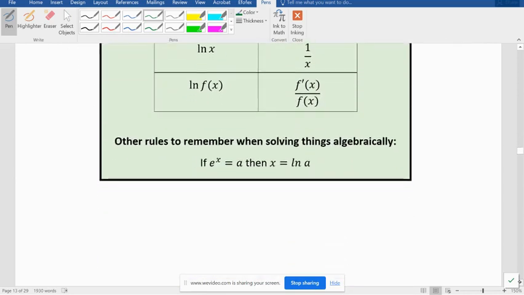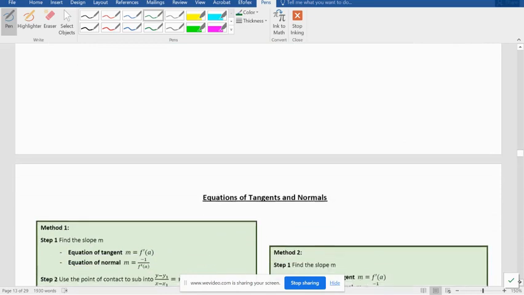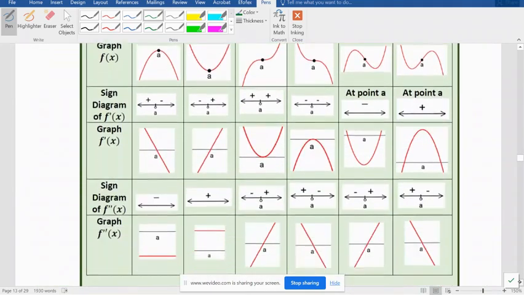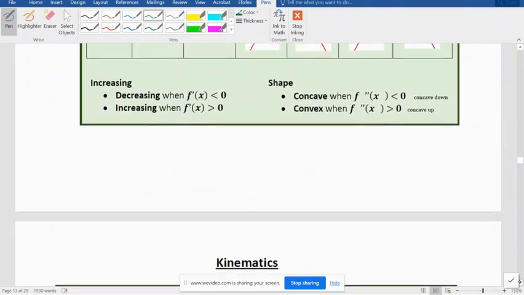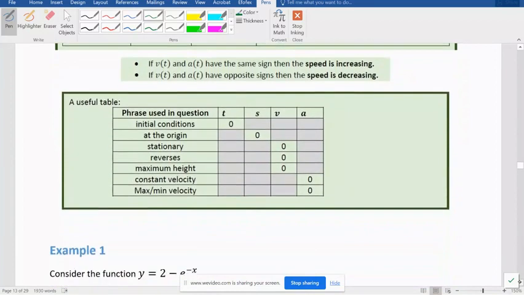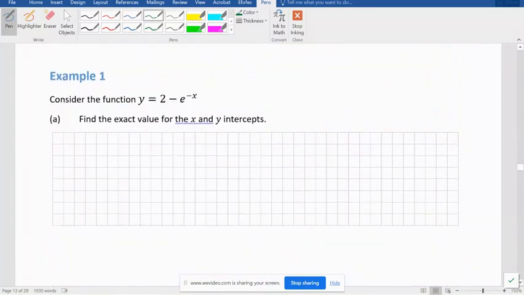All right, there's all your rules. And also for applications, you'll see tangents, stationary, horizontal. Yes, the person that did that's done a fantastic job of organizing all those notes. And we'll just start with this example here.